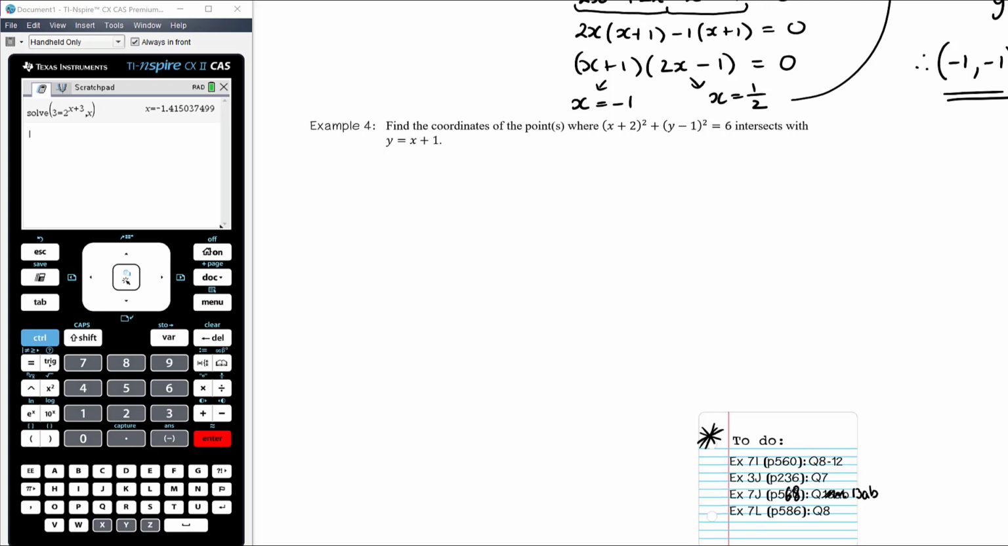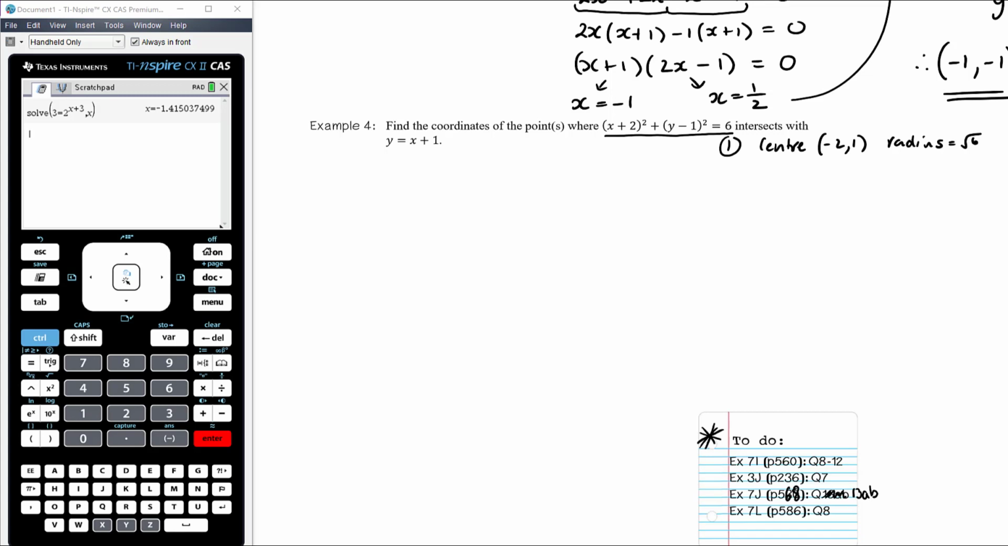Okay, find the coordinates of the point or points where x plus 2 all squared plus y minus 1 all squared equals 6 intersects with y equals x plus 1. Okay, so this is a circle. Equation 1 here is a circle with a centre at, what have we got there? Negative 2, 1, and a radius of root 6.